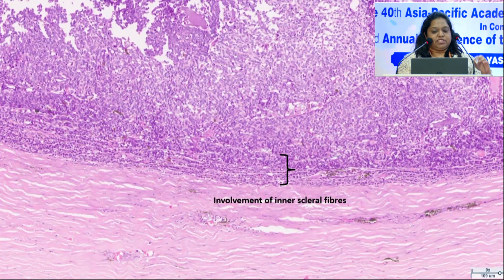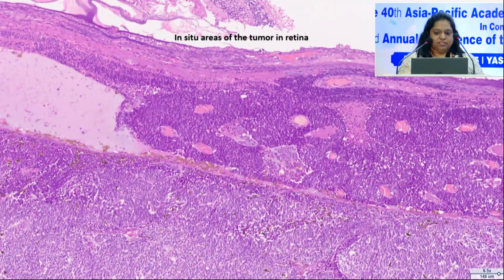Other than that, there was involvement of the inner scleral fibers, and after a lot of search and through a lot of sections, we could trace the in situ areas within the retina. As you can see, these are the retinal layers giving rise to the tumor cells, and it had a direct extension into the choroid.